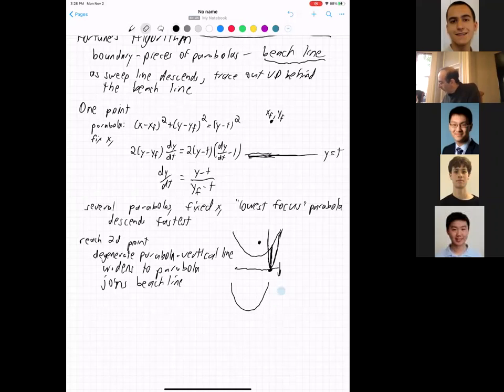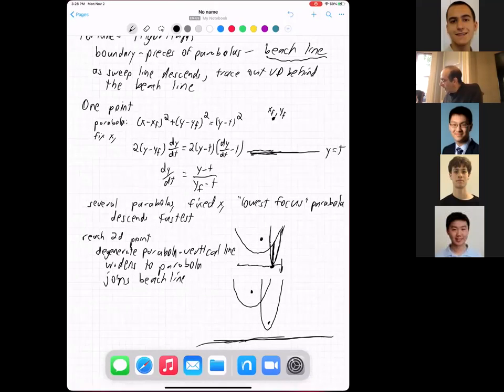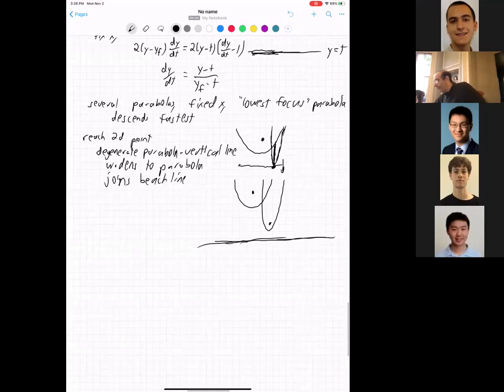Whoops, that's too terrible even for me. Here's one, here's another one. Okay, and you know, the one that we're closer to the beach line is going to be pointier, and because its focus is lower, it's actually going to descend faster as well.